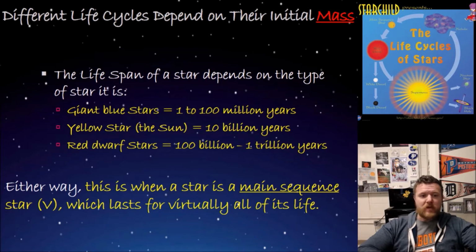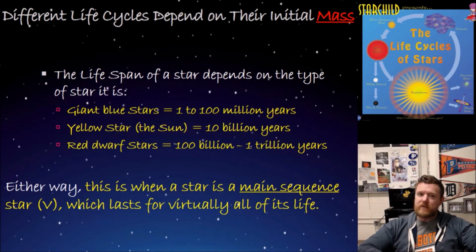If you have a blue giant star, between 1 and 100 million years. A yellow star like our sun, about 10 billion years. And if you're a red dwarf star, you're going to last between 100 billion and a trillion years. These lifespans are the amount of time that star is going to last on the main sequence. Just doing regular star stuff, the vast majority of a star's life, just chilling on the main sequence.